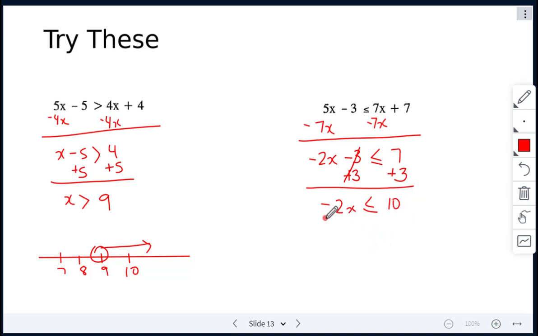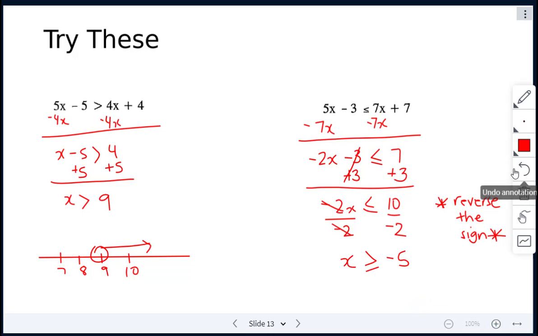And then here is where we are going to divide by a negative. We're dividing by negative 2. So here is where we have to reverse. I'm just going to make a note of that. Reverse the sign. Okay, so it becomes x is greater than or equal to negative 5.